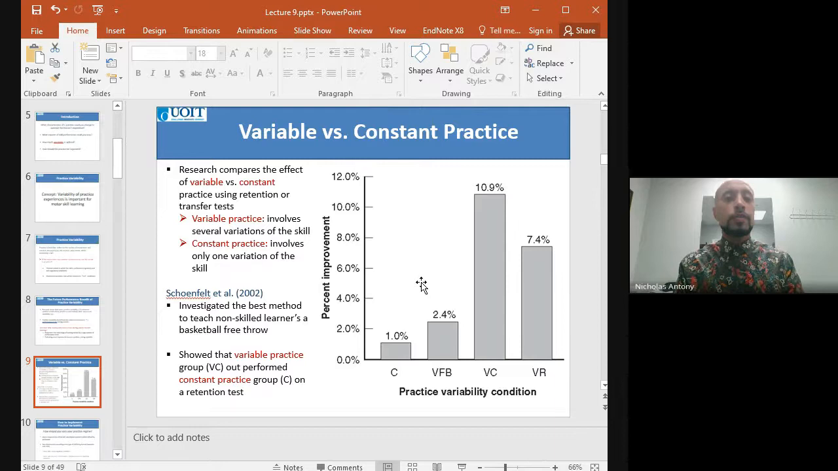What are some of the other reasons why constant practice would be potentially non-beneficial when relating to attention?